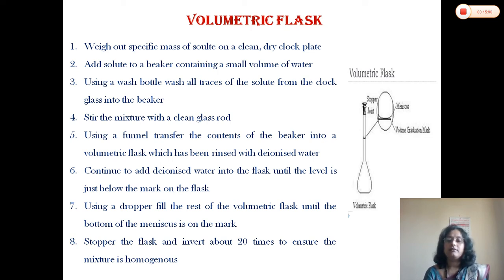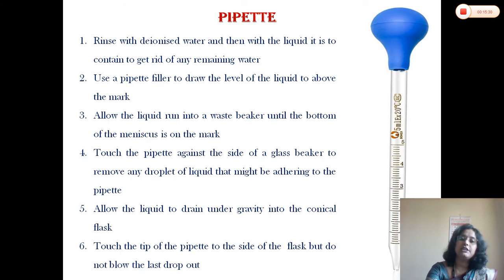up to the mark. For the last filling, use a dropper to bring the bottom of the meniscus to the mark. Keep in mind that for a colorless solution you take the lower meniscus, and for a colored solution you consider the upper meniscus. Then stopper the flask and invert it 20 times to ensure the mixture is homogeneous. So this is the role of the volumetric flask in a titration: to prepare a solution of known concentration.